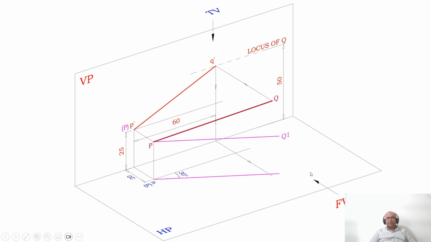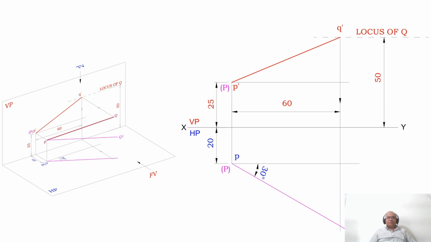So continuously it will be moving. So what I want to find out is the locus of Q in the top view. So how to do that now? First, initially, we will go to how to write the sketch now.